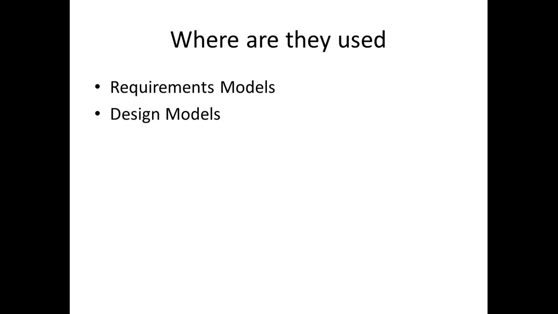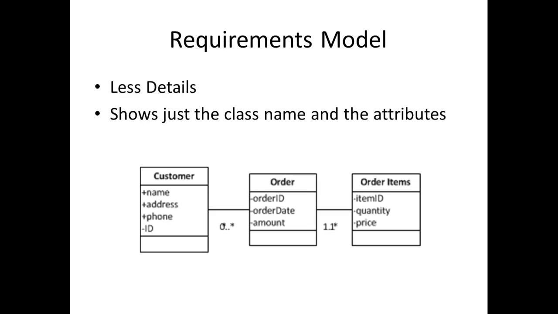Now, they're used both in the requirement models and in the design models. At the requirements model level, there's not a lot of detail needed. So typically, in fact, in the example here, I've got more detail than I need. I just have two sections. I'd have customer, which would be the class name, and then the attributes below it: name, address, phone number, etc. I wouldn't even need these pluses or minuses.